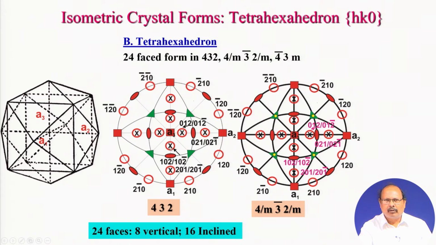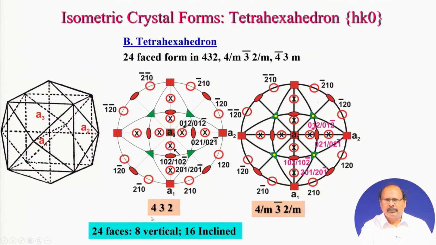Among these, the open circles are 1, 2, 3, 4, 5, 6, 7, 8. So these 8 open circles mean there are 8 faces which intersect the positive direction of the A3 axis, and there are also 8 crosses here. Those 8 faces will intersect the negative direction of the A3 axis. So what we have here is that the same form symbol in point group 432 has generated 24 faces. In the earlier case there were 12 faces, but here you have 24 faces.